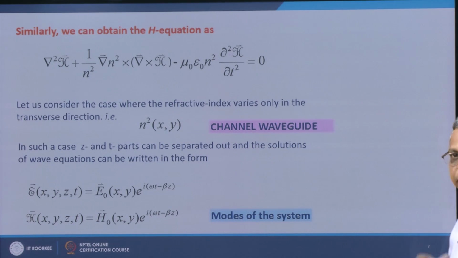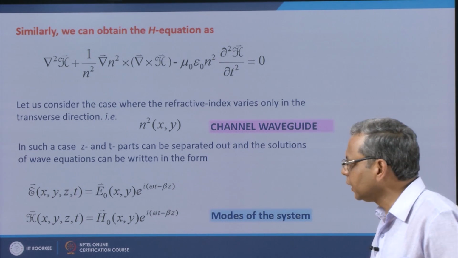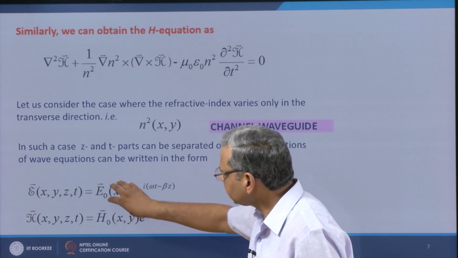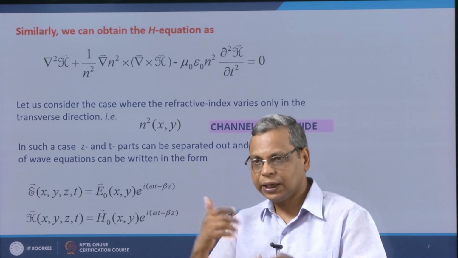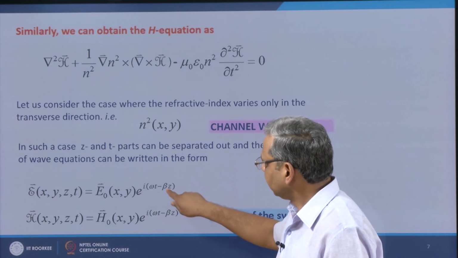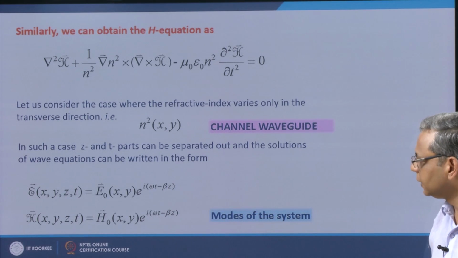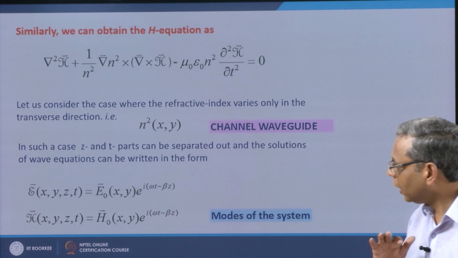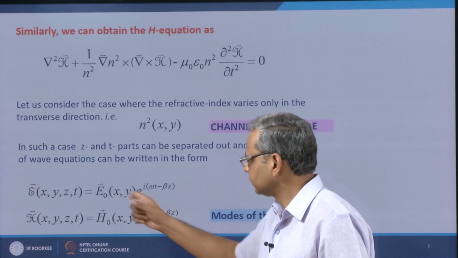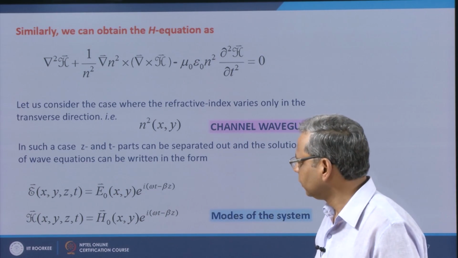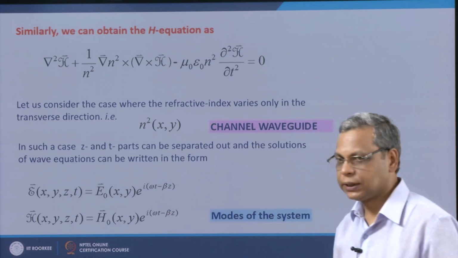So, these are the modes of the system, and as I will find out, there can be only certain such functions possible which sustain their shape and propagate with a certain propagation constant beta. These are the modes of the system. So, now my problem reduces to finding out these functions E0 of x, y and H0 of x, y and their corresponding propagation constants beta.